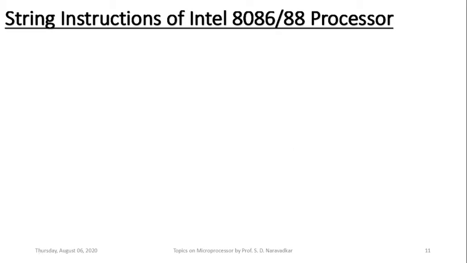Hello friends. Now in this video lecture we will see the string instructions of Intel's 8086 or 8088 processor. Generally, a string is an ordered set of homogeneous data elements, and normally the elements of a given string are stored in sequential memory locations, either in the data segment or in the extra segment in the 8086 processor.